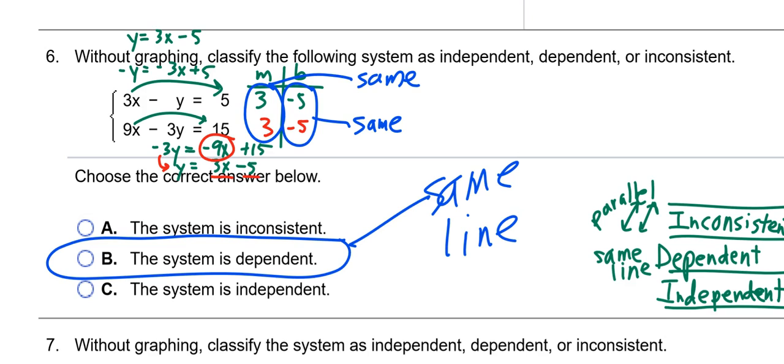Yeah, I don't want you to do this during the test. What kind of lines are these? Parallel. Give me the fancy term. Inconsistent, right? What about this one? We've got inconsistent. What do we got now? Independent. Now, dependent, right? Inconsistent, independent, dependent. Because these are the same lines.